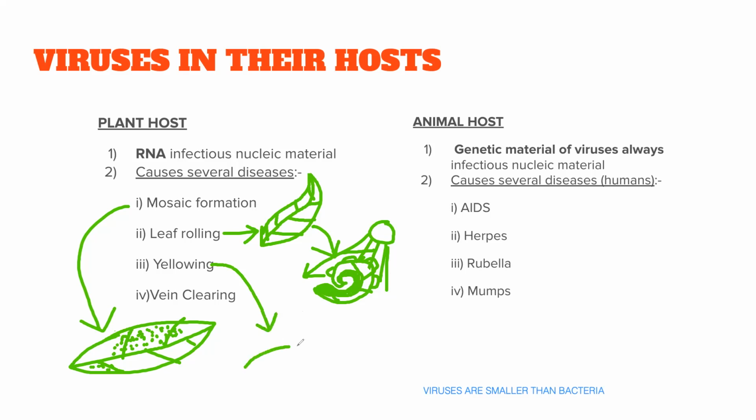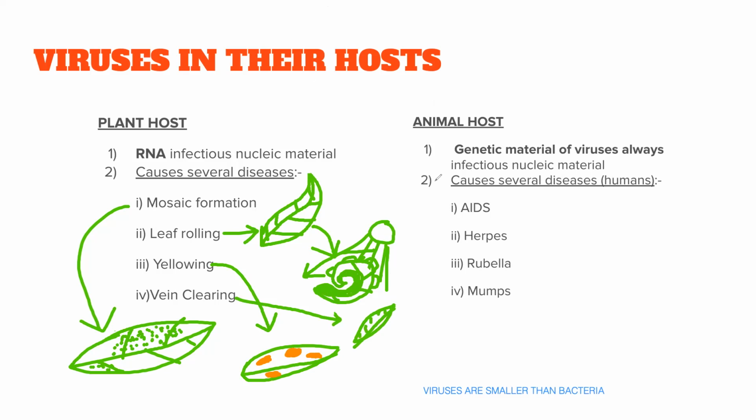Yellowing is the leaf, and then little yellow patches start appearing on the plant. This is orange, but then little yellow patches will start appearing on the plant. And vein clearing is what it sounds like. Vein clearing is just the simple leaf, and then it loses all its veins. So the veins start clearing, the veins start thinning down, they start breaking down. So you get something like this. So that is vein clearing.